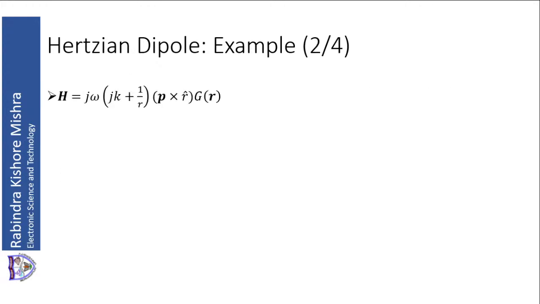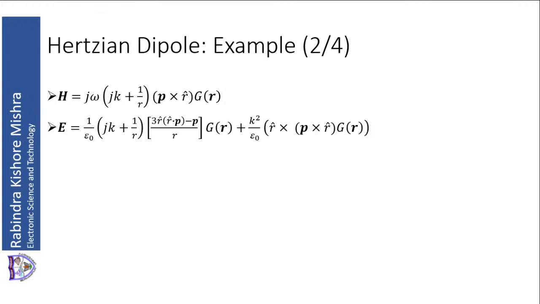Now what we have seen is the expression for H. H is equal to j omega into (jk plus 1 upon r) p cross r cap into Green's function. This is the expression for H that we have seen. Similarly, the expression for E also we have seen. I am not going to read it out, but the expression for E is given like this. Now we are going to do some replacements in these two expressions.